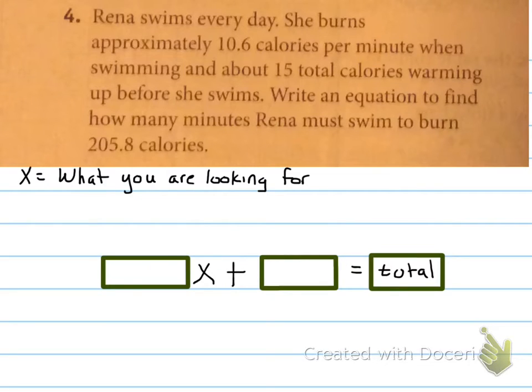Alright, so Rena swims every day. She burns approximately 10.6 calories per minute and 15 calories warming up. Write an equation to find how many minutes she must swim to burn 205.8 calories. So, what is X? X is what we're looking for. So, to find what? Number of minutes.